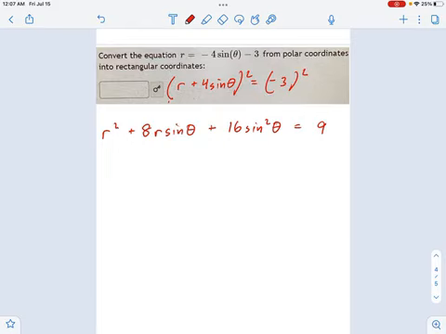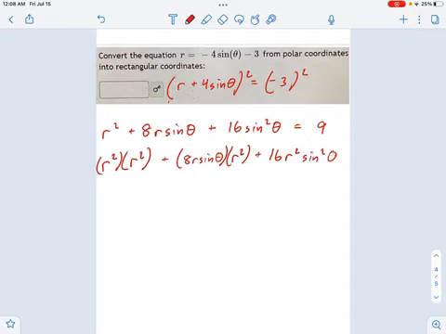So now what I'm going to do is multiply everything by r squared. Okay, watch where this goes. I get r squared times r squared plus 8r sine theta times r squared plus 16r squared sine squared theta equals 9r squared.